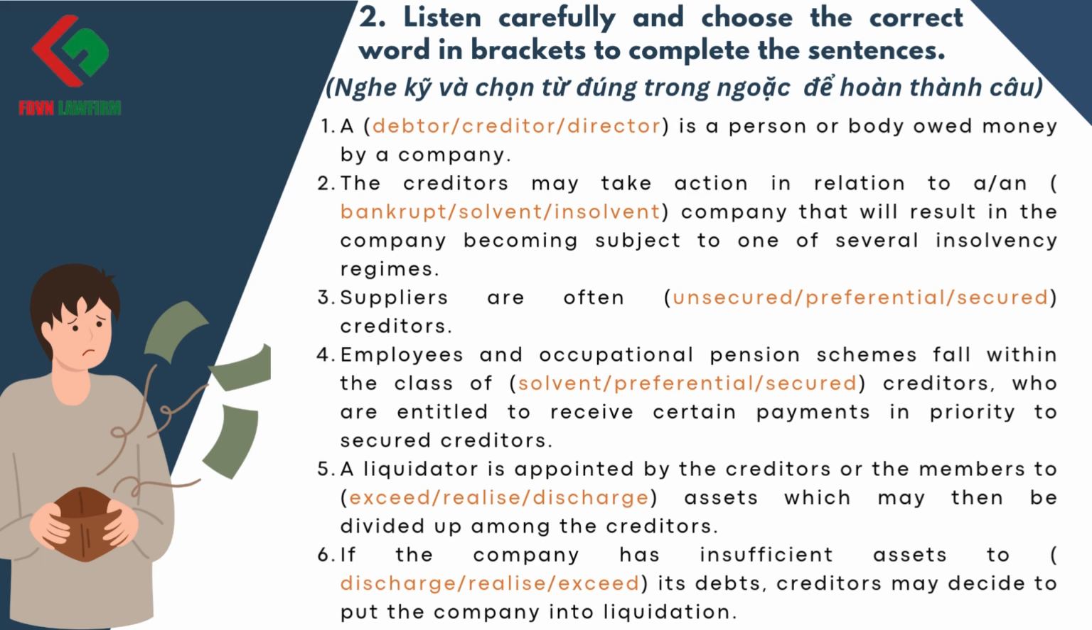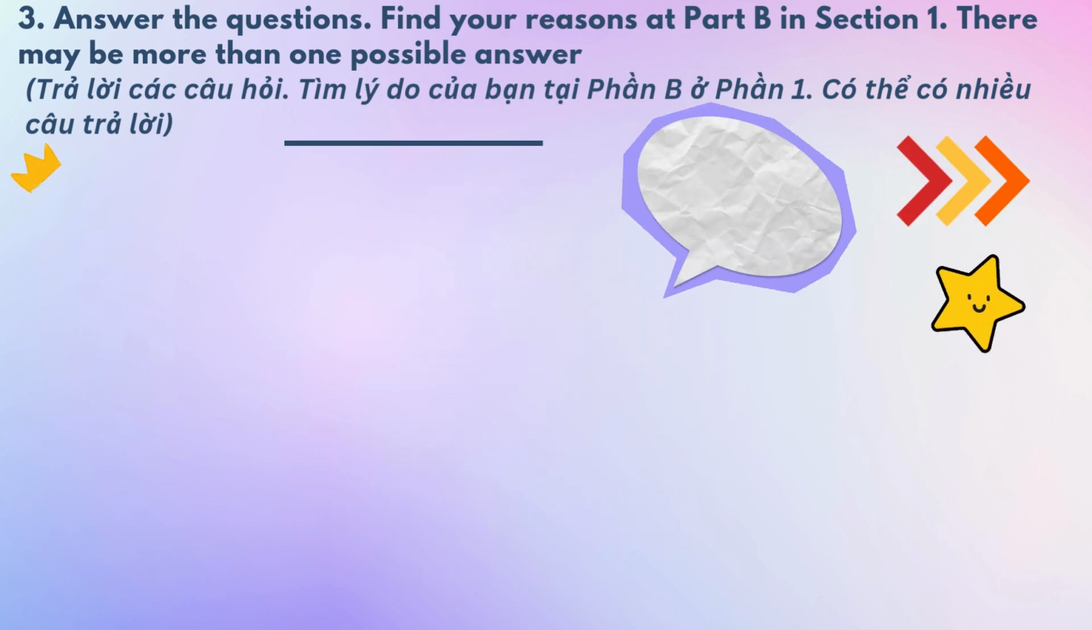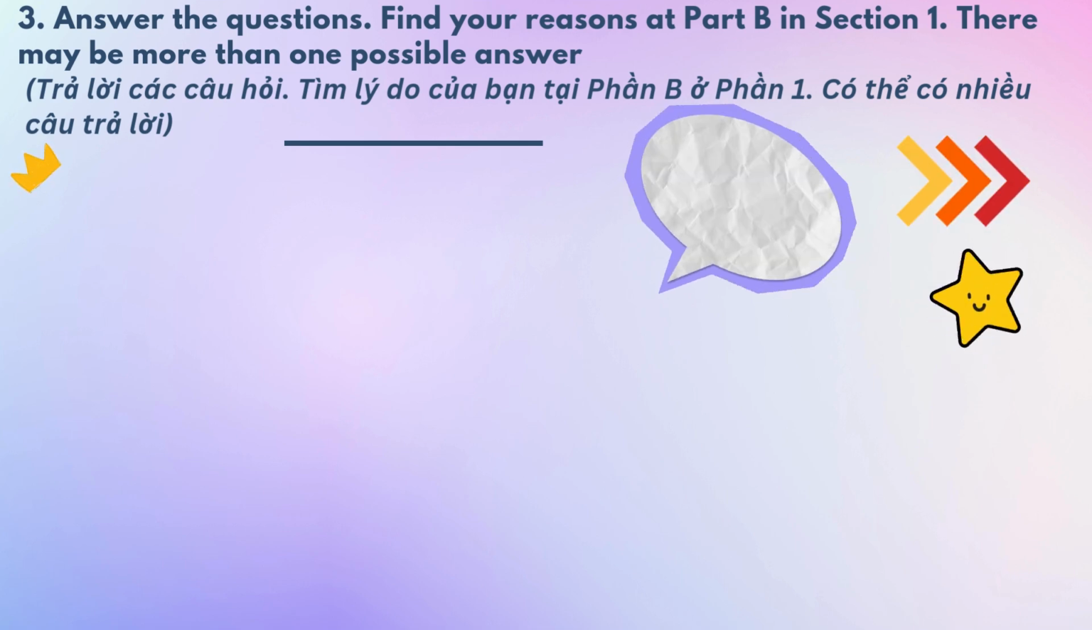5. A liquidator is appointed by the creditors or the members to realize assets, which may then be divided up among the creditors. 6. If the company has insufficient assets to discharge its debts, creditors may decide to put the company into liquidation. 3. Answer the questions. Find your reasons at Part B in Section 1. There may be more than one possible answer.